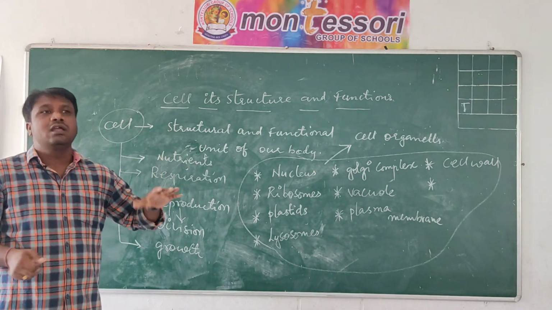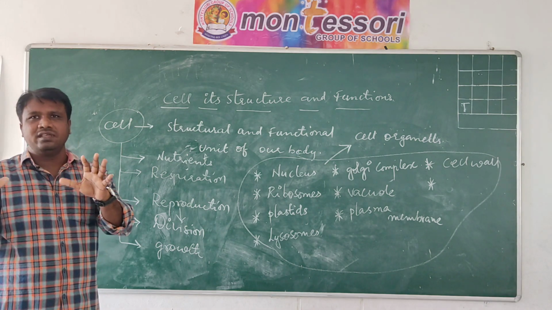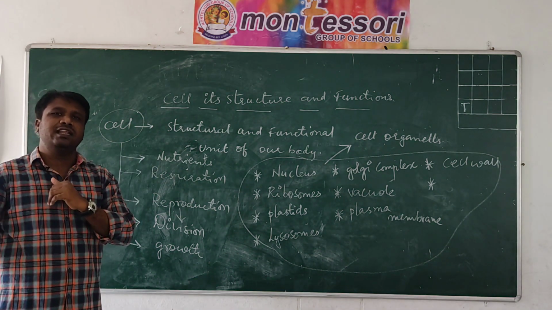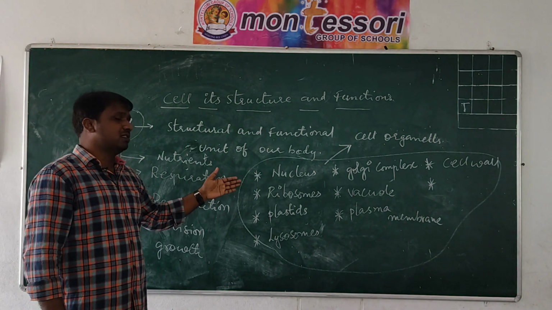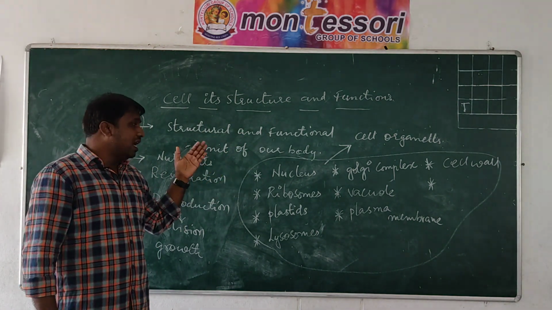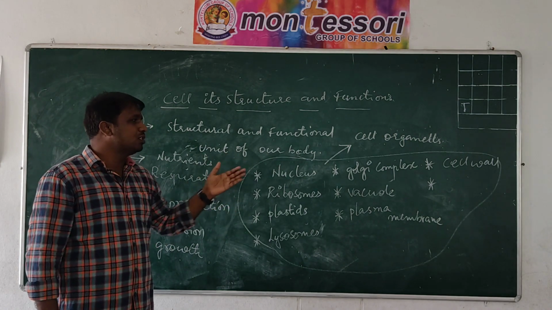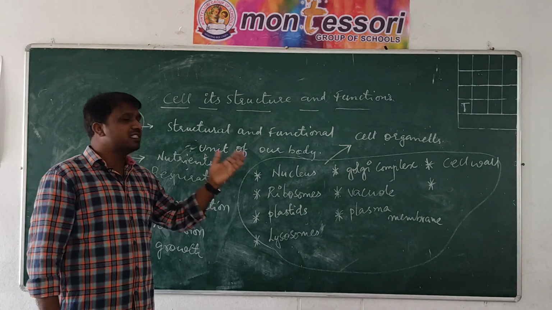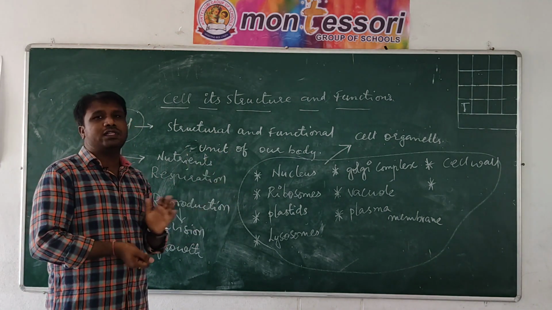So in the next video we are going to learn how a plant cell will be and how an animal cell will be, what are the difference between plant cell and animal cell, and individually we will discuss what is the nucleus, who discovered the nucleus, and what are the functions of nucleus, ribosomes, plastids, lysosomes, Golgi complex, vacuole, plasma membrane, cell wall, etc. So, in the next video we are going to learn about all these things.